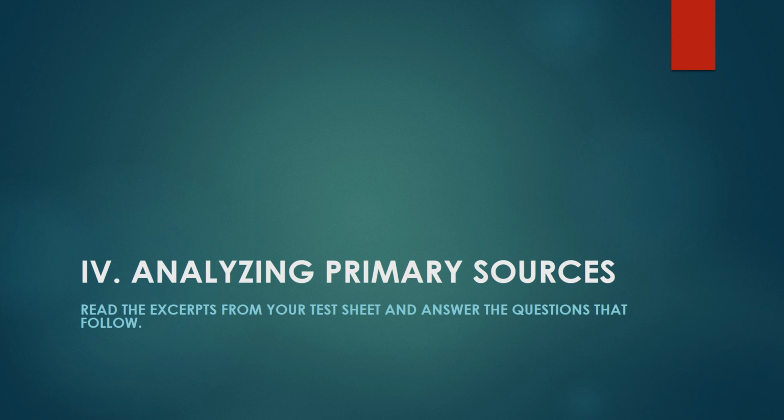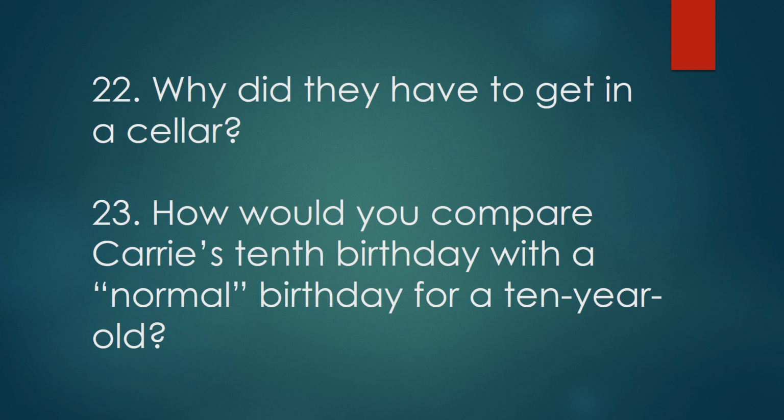Analyzing primary sources. Read the excerpts from your test sheet and answer the questions that follow. Use the test sheet to answer these. Here are the questions. 22. Why did they have to get in a cellar? 23. How would you compare Carrie's 10th birthday with a normal birthday of a 10-year-old?